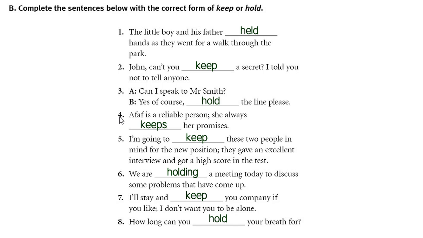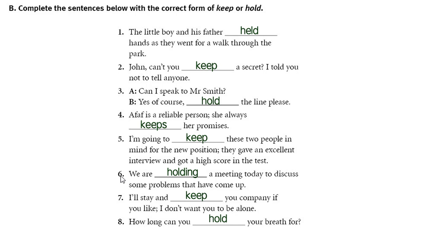4. Afaf is a reliable person. She always keeps her promises. أيضا هنا تحافظ على الوعود فهنا مضارع بسيط وأضفنا لها استلغاء بالمفرد لأننا نرجع على عفاف. Number 5. I'm going to keep these 2 people in mind. For the new position, they gave an excellent interview and got a high score in the test. Keep these people in mind. Keep in mind. أحافظ عليهم في ذهني. أبقيهم في ذهني.